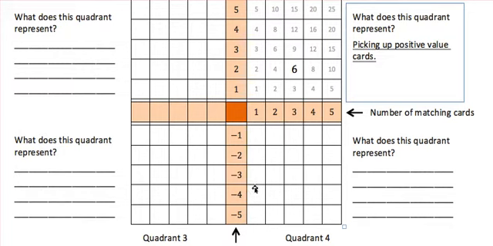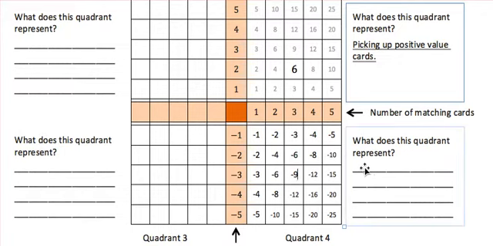In quadrant 4, we'll look at picking up negative cards. So if we pick up 1 -1, the value would be -1. 2 -1s would be -2. And we'll complete the rest of the table in the same way. And as we look at our quadrant 4 completed, we can see that picking up negative value cards will decrease our score.